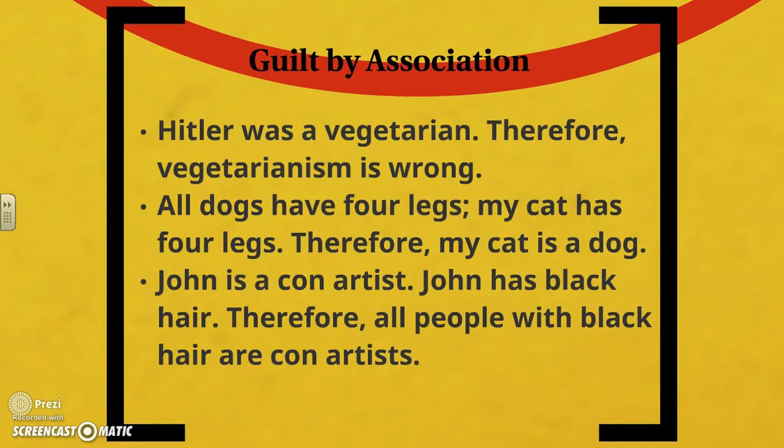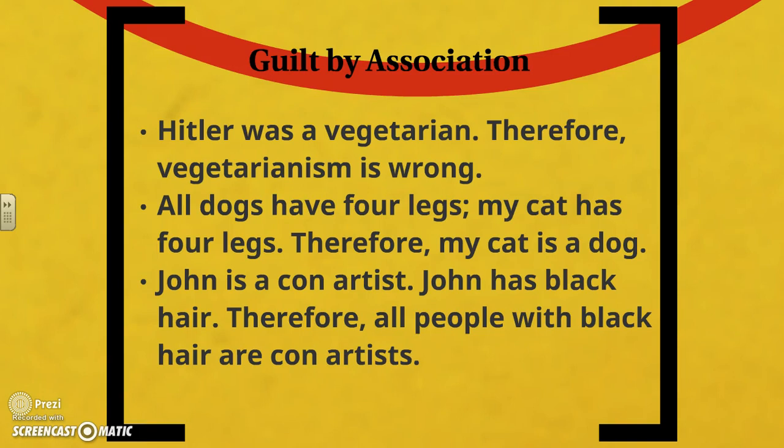The last one we have is guilt by association. This is the idea that something is guilty just because it's associated with something else. An example: Hitler was a vegetarian, therefore vegetarianism is wrong. Just because Hitler is a bad guy and chose to be a vegetarian does not mean that vegetarianism is wrong. So it's guilt by association. Just because you're associated with a bad person doesn't mean you're as guilty as they are. All dogs have four legs. My cat has four legs. Therefore, my cat is a dog. That's false in the guilt aspect because the association is wrong.